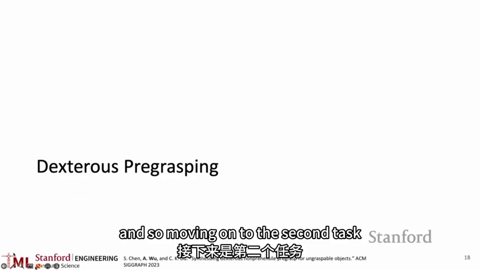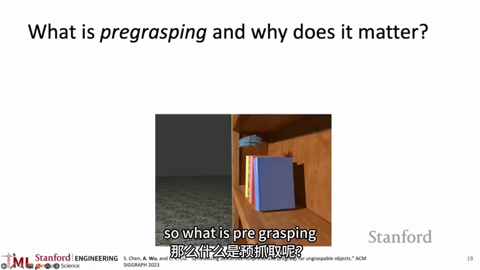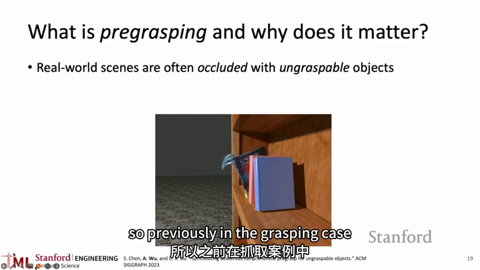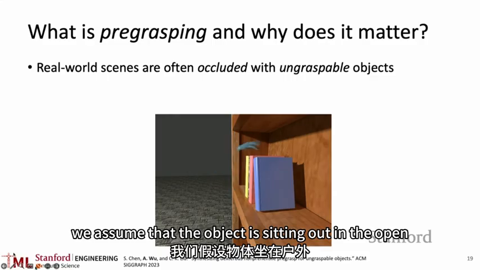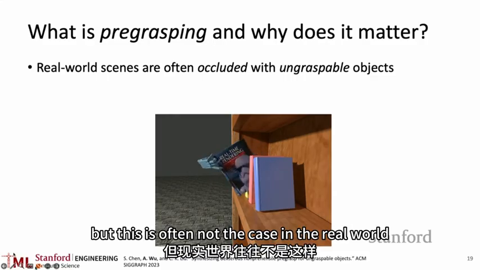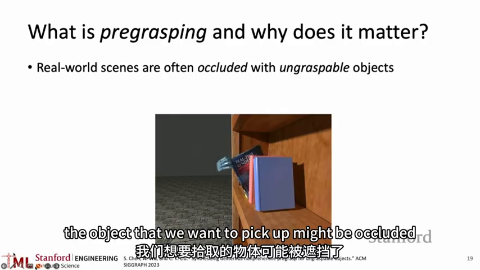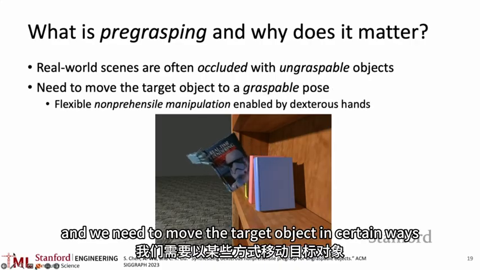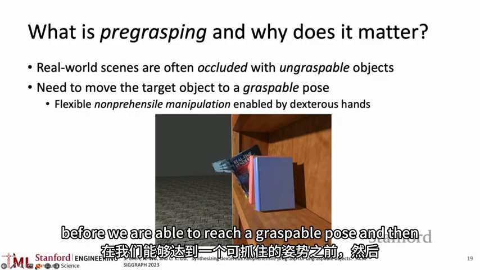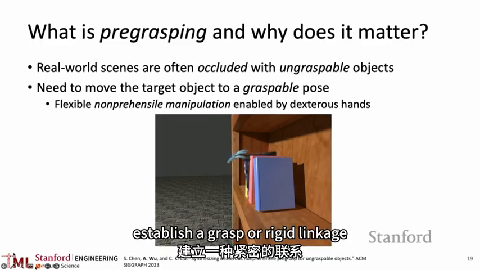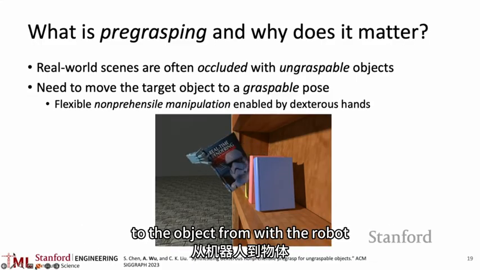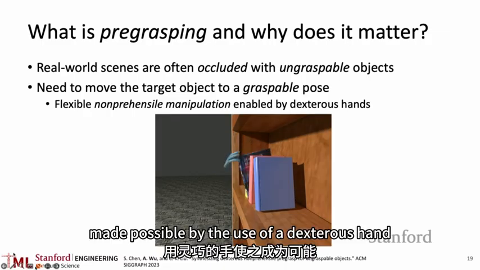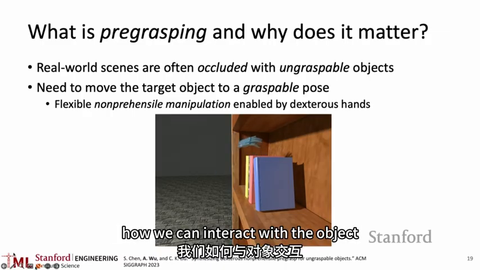And so moving on to the second task, dexterous pre-grasping. So what is pre-grasping, and why does it matter? Previously in the grasping case, we assume that the object is sitting out in the open. But this is often not the case in the real world. The object that we want to pick up might be occluded and thereby ungraspable. And we need to move the target object in certain ways before we are able to reach a graspable pose and then establish a grasp or a rigid linkage to the object with the robot. And note that this is made possible by the use of a dexterous hand because there's a lot more freedom in how we can interact with the object.